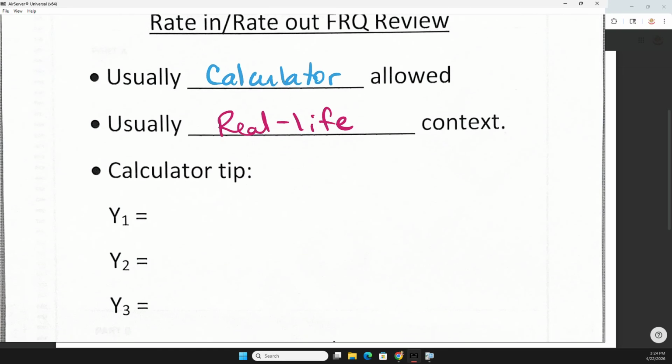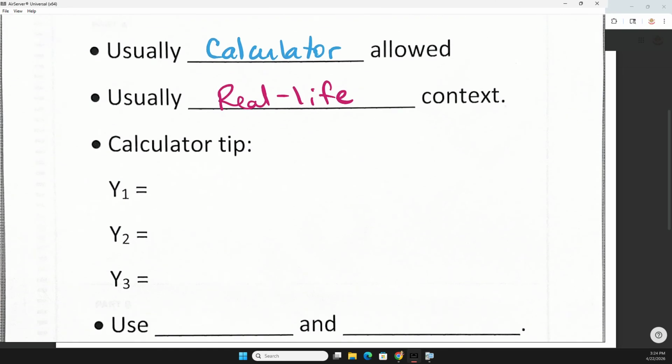Alright, and then a calculator tip is that you can put Y1 as your write in, and then Y2 as your write out, and then Y3 is going to be Y1 minus Y2, and that is going to be the rate at which whatever it is changing, and we'll talk about one with fish in just a second.